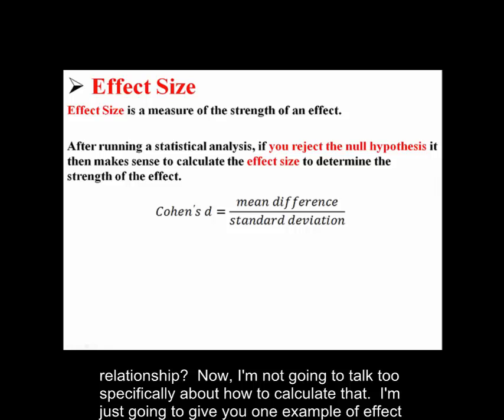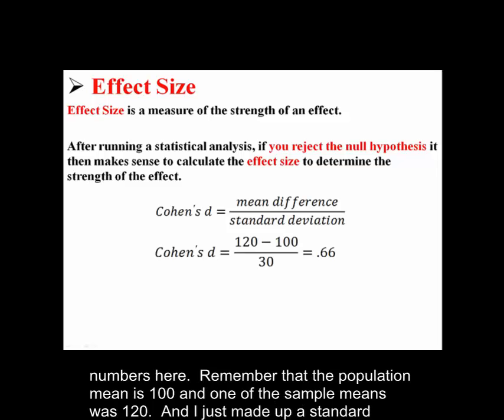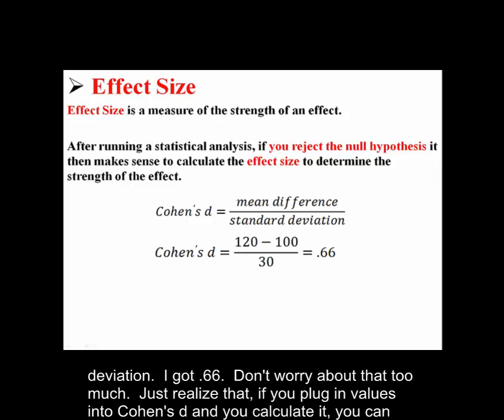Now, I'm not going to talk too specifically about how to calculate that. I'm just going to give you one example of effect size, and that is called Cohen's d, which is just the mean difference divided by the standard deviation. So I can plug in some numbers here. Remember that the population mean was 100 and one of the sample means was 120, and I just made up a standard deviation and I got 0.66. Don't worry about that too much.